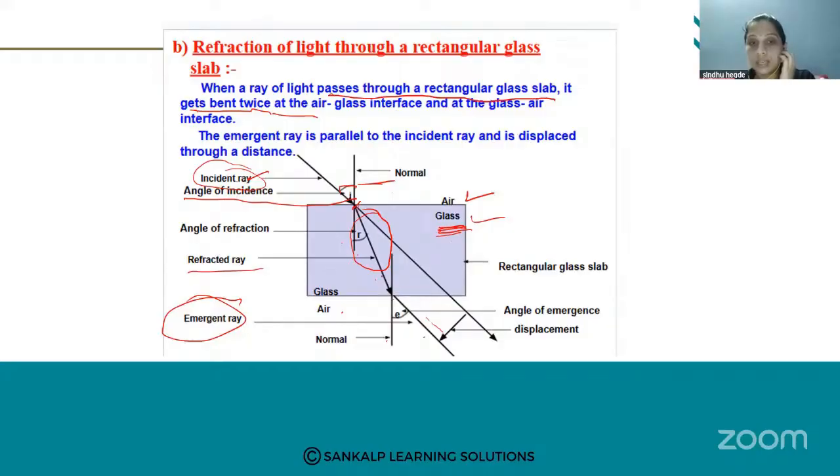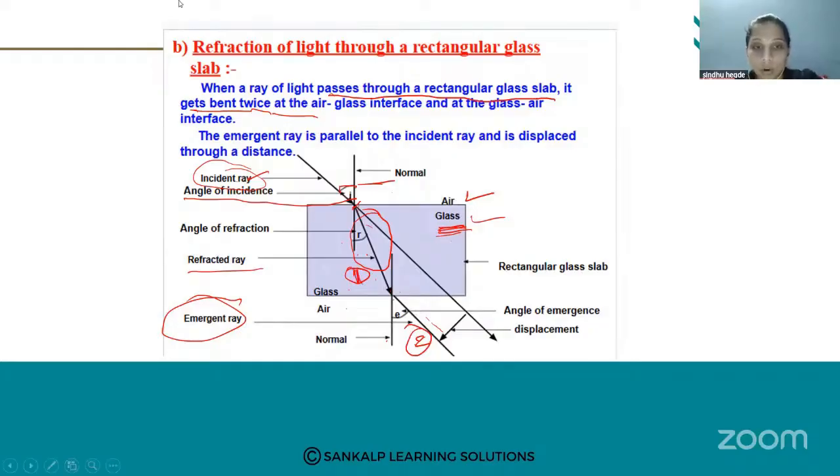Look at the difference here. This is the normal. Here again it is refracted from glass to air medium. This time the light bent away from the normal. See, this time it went away from the normal. That is what they mentioned here, bent twice. One time it bent here, and the second time here. See, this is the first bend and this is the second bend. This is the meaning of the statement.